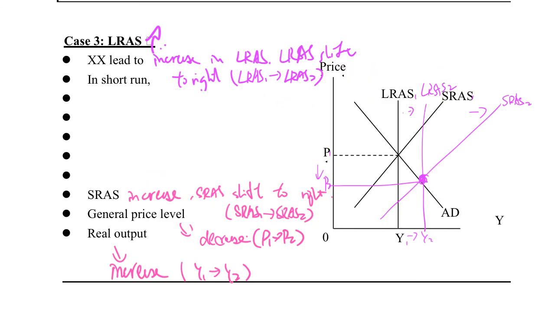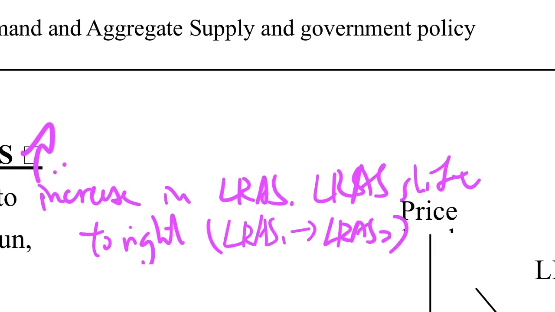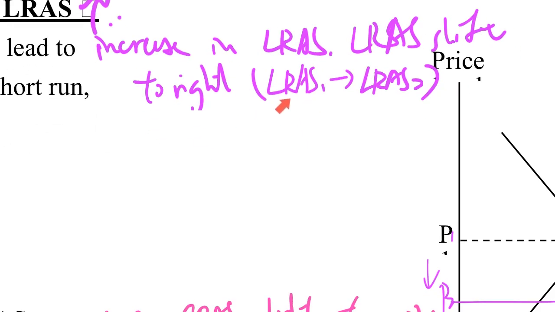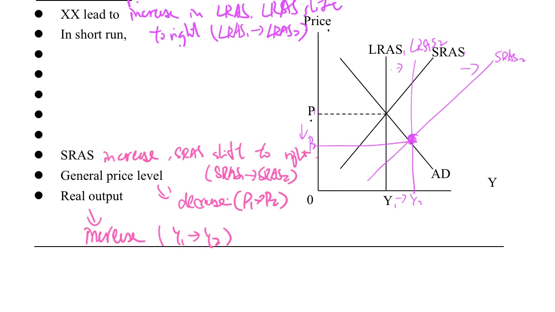So no need to divide the elaboration into two parts, and it's very simple. For the simple elaboration, we start with the case. What happened, for example, technology advances and becomes more improved, so it leads to the increase in LRAS, and the LRAS curve shifts to the right, LRAS 1 to LRAS 2 according to the diagram. We can easily find this one. Then the second one is about the change of the SRAS curve. So SRAS increases and shifts to the right, and then we have a general price level decrease and the output level increases, Y1 to Y2, and we got the full marks for this question.